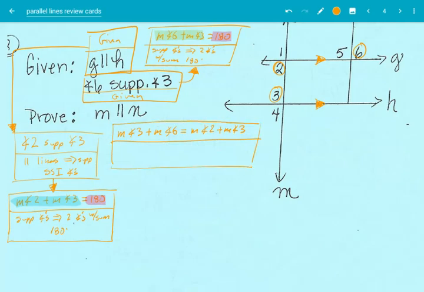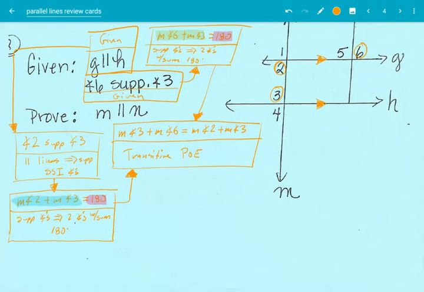I think you can see what we've done here. We use the transitive property of equality to make a brand new equation, and look what we can do with it. We have this angle and this angle in common on both sides. If we subtract that, what are we left with? We have the measure of angle 6 equals the measure of angle 2. That's subtraction property of equality, and look why we did that.